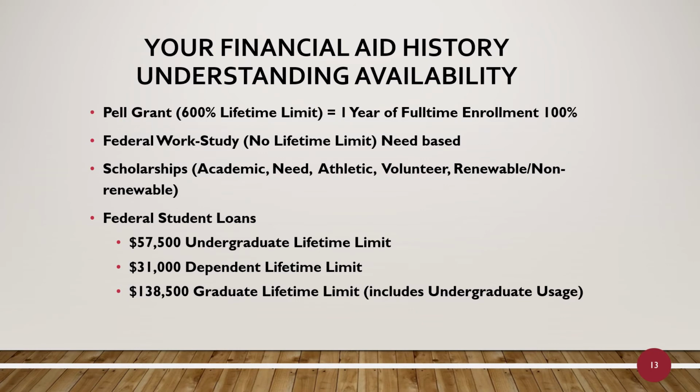So this is a little about your financial aid history and understanding your availability throughout your higher education career. You do have your Pell Grant at a 600% lifetime limit, which equals 1 year of full-time enrollment at 100%. You do have your federal work study program, and it doesn't have a lifetime limit, and it is need-based. And so for scholarships, they can be based on academic, need, athletic, volunteer, and can be renewable or non-renewable. And down here, you do have your federal student loans, your undergraduate lifetime limit, your dependent lifetime limit, and your graduate lifetime limit.